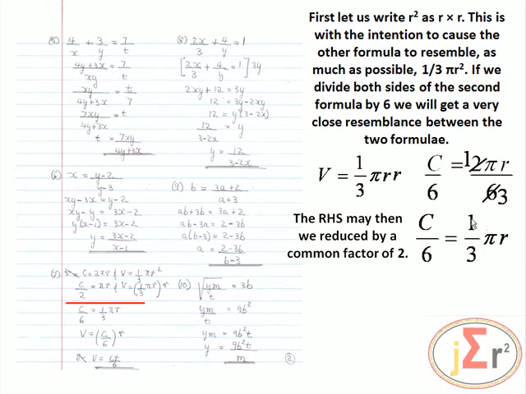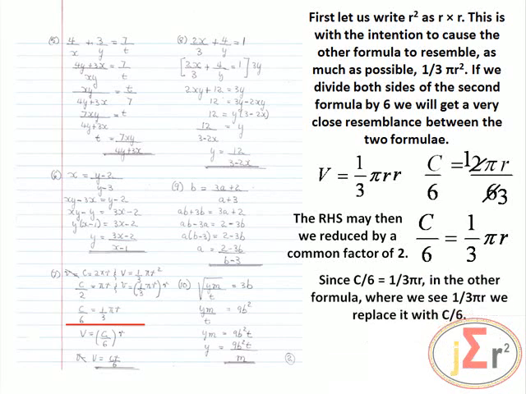So all we need to do is take out this 1/3 pi R from here and put C over 6 in its stead and see what happens. Since C over 6 is 1/3 pi R, in the other formula where we see 1/3 pi R, we replace it with C over 6. As easy as that. So replace 1/3 pi R by C over 6. That's all. Finish. V is equal to CR over 6. There's nothing to it.